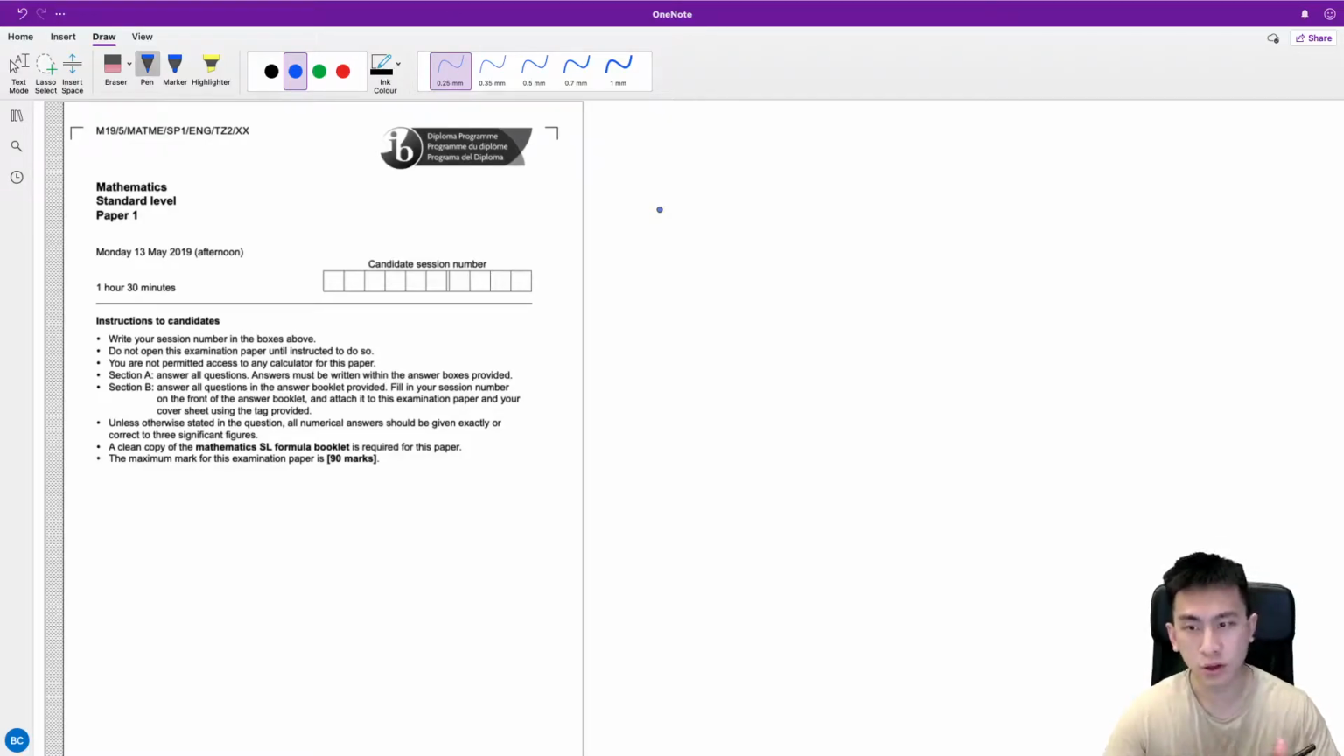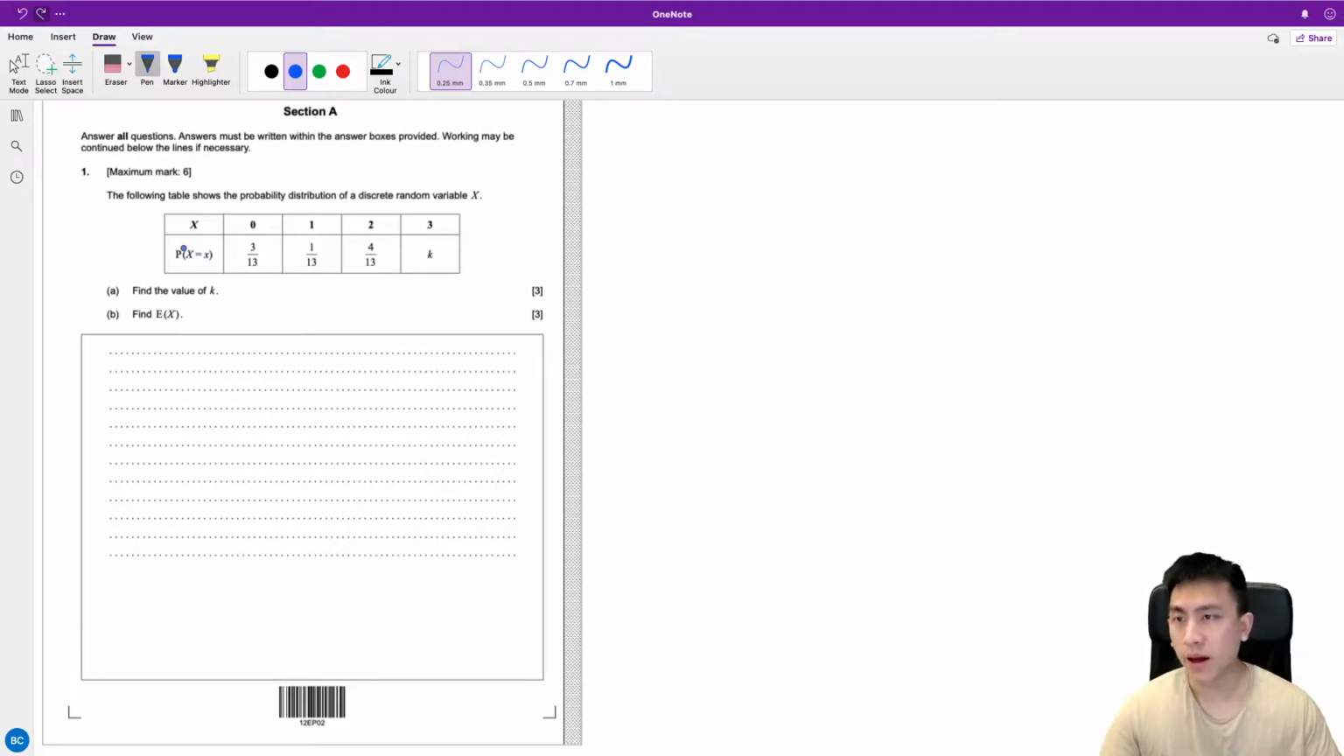Today we'll be working on the IB Standard Level Maths Paper 1 for the May 2019 series, time zone 2. Alright, question 1. This is a very straightforward probability question. I believe I've seen this question before on another paper with different numbers, but it's exactly the same. The only thing you need to know is how to understand the table.